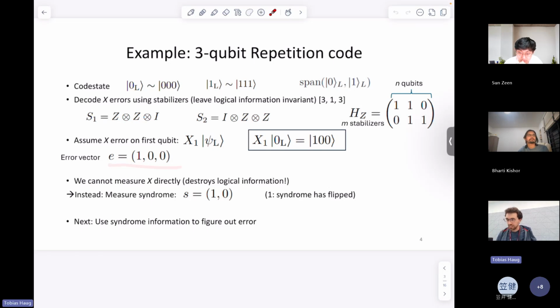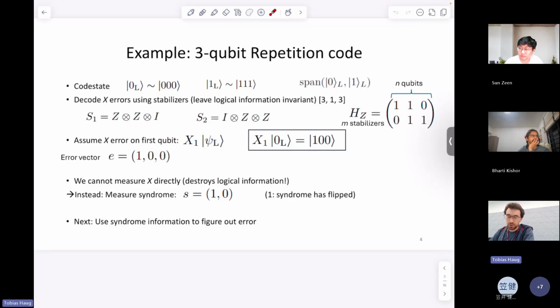Now, this is the key part. How do you know this error vector? And in fact, this is non-trivial because in quantum error correction, we do not know the error vector. I mean, you could ask, okay, let's just measure for the error, right? Let's say measure the first qubit and check whether it's in the 0 or 1 state. Right? You could do that.